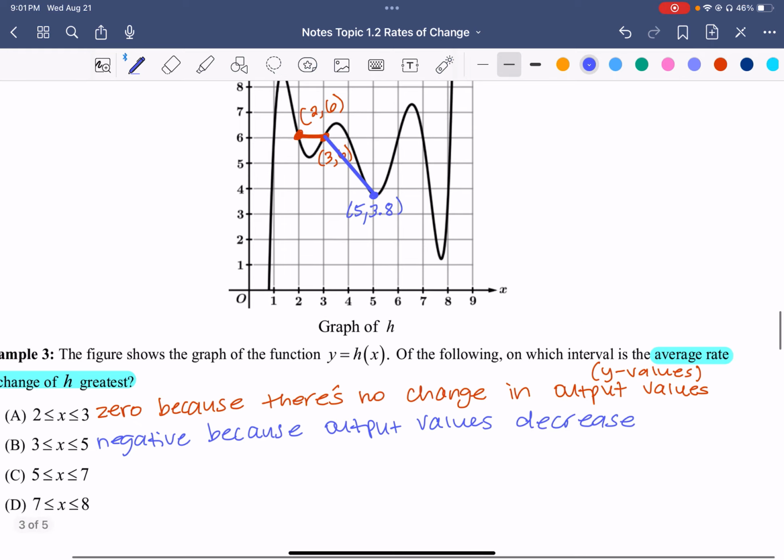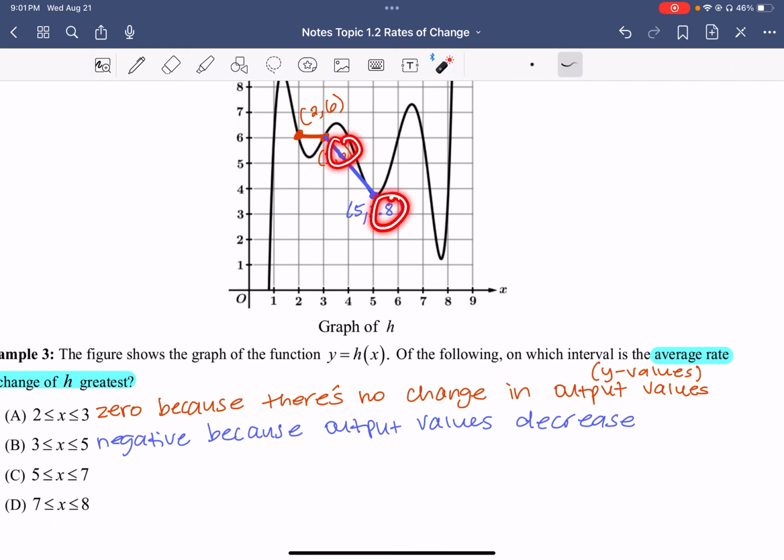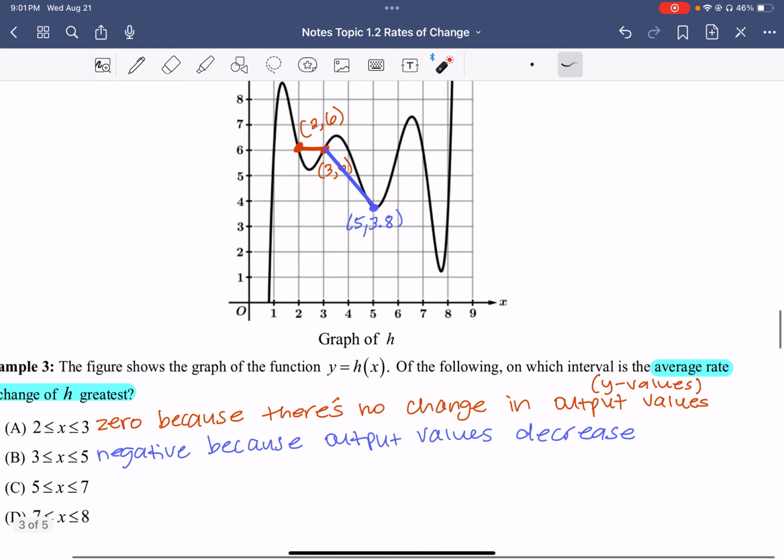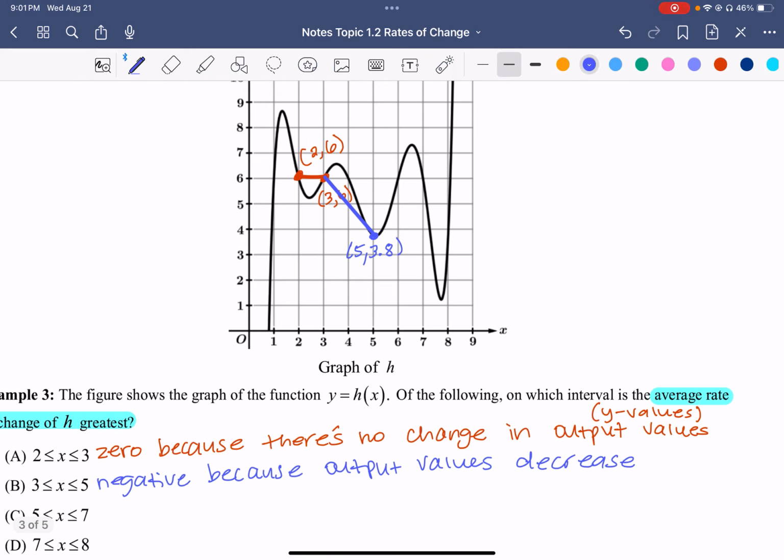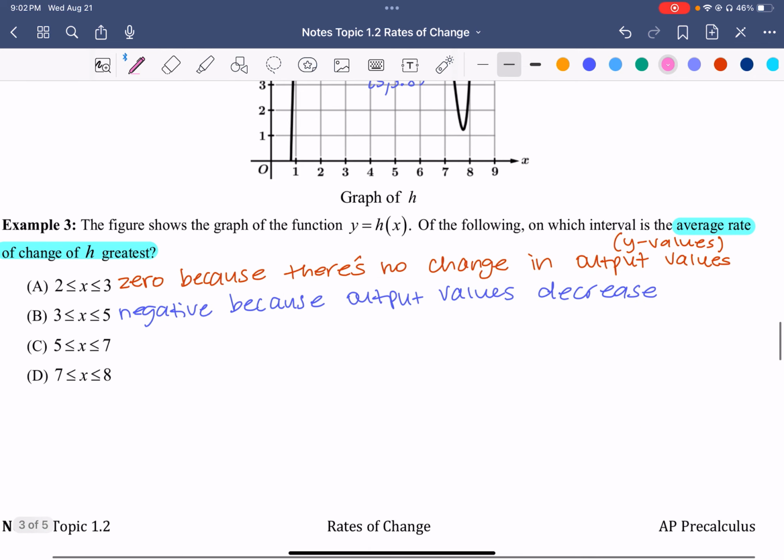Okay, so my y value went from a positive 6 to a 3.8. Let's try that again. Now we're going to do the interval 5 to 7. So if you look at x equals 7, we have a coordinate point at 6. So 7 comma 6. Okay, so to get from 5 to 7, I'm going to have to go up, which means that my rate of change is positive. So I'm going to put here 5 to 7 has a positive rate of change because the output values increase.